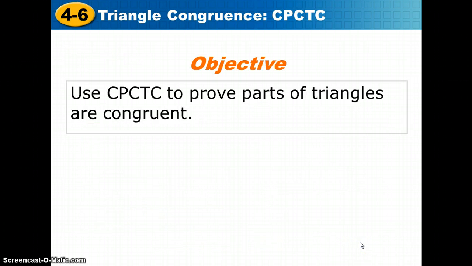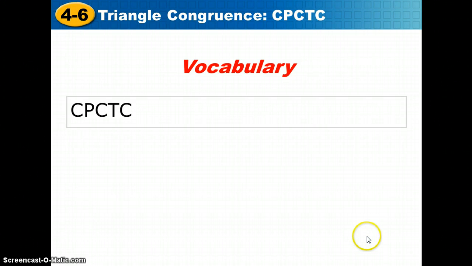Here's the objective today. We're going to use CPCTC to prove parts of triangles are congruent. Your vocabulary is that acronym, CPCTC, and we will explain what that means in just a moment, but first let's take a quick review of the previous 2 lessons.